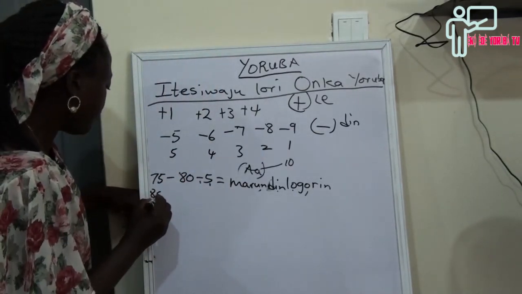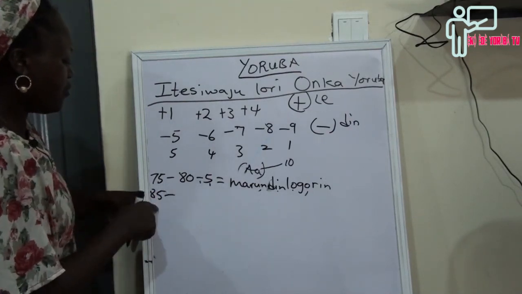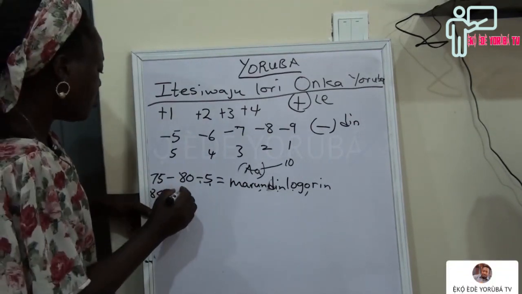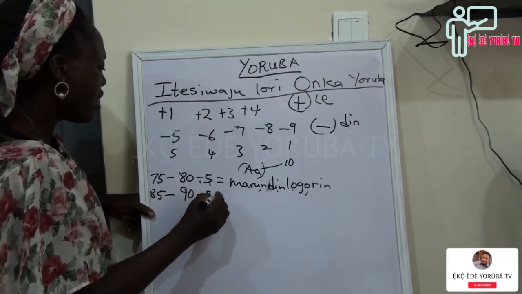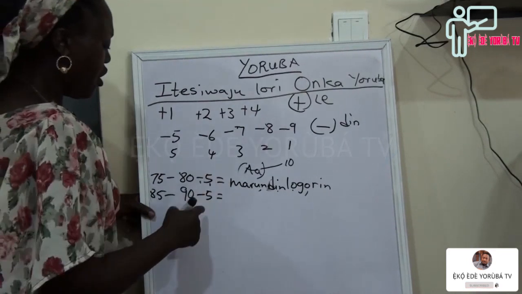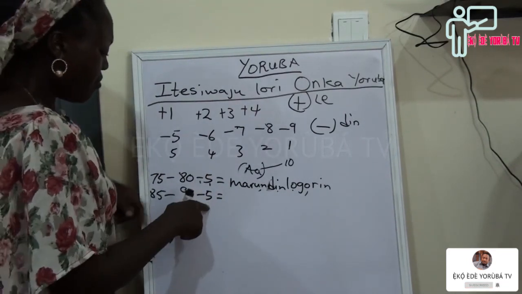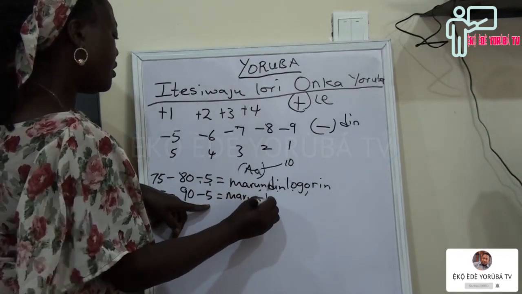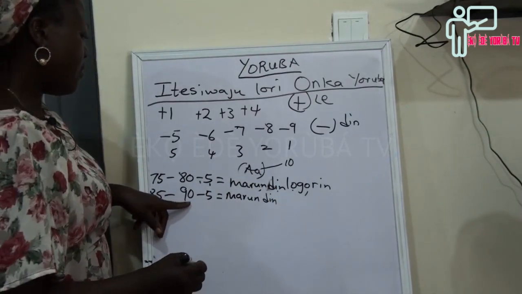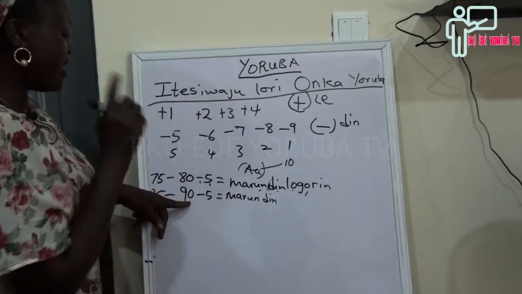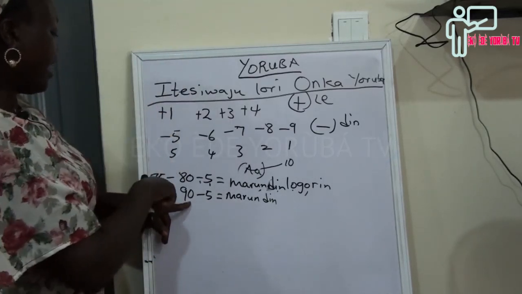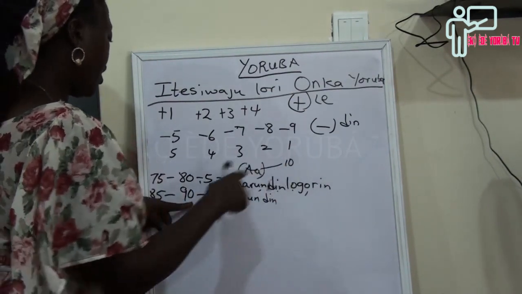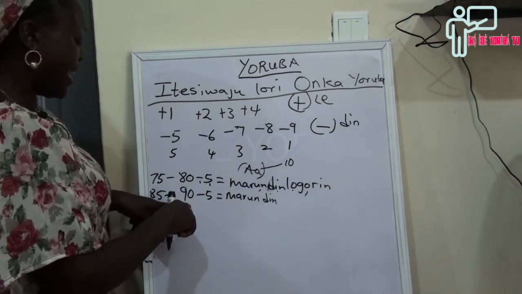Now 85. 85 will be, the next whole number will be 90, which is 90 minus 5. And 90 minus 5 will give us, you count from the back, that one I said 75. This is the 75. I said márùndínlọ́gọ́rin. So this one now will be, this is 90.